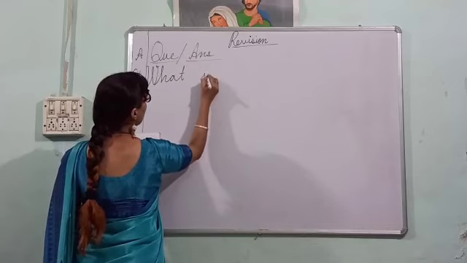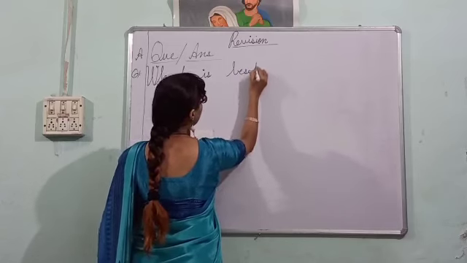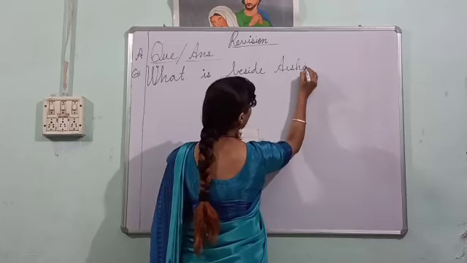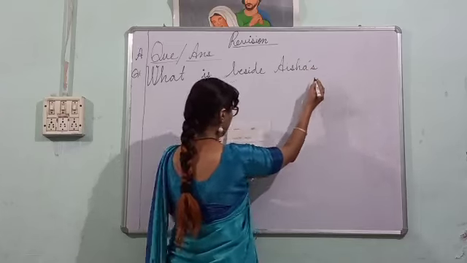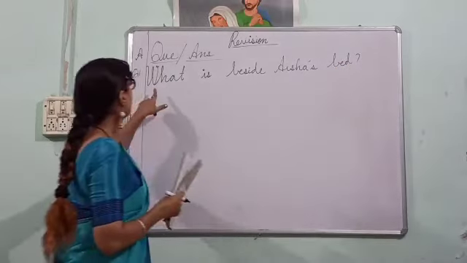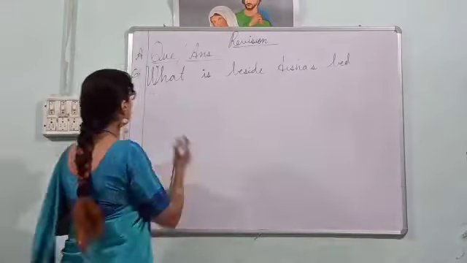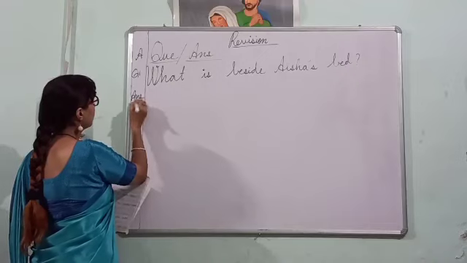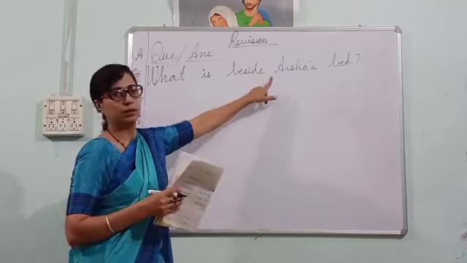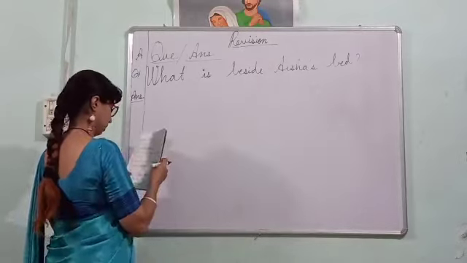W-H-A-T, what is beside, B-E-S-I-D-E, beside Aisha's, A-I-S-H-A, Aisha's bed, B-E-D, bed. What is beside Aisha's bed? And the answer is, you give one finger gap. One finger gap, question mark and apostrophes.